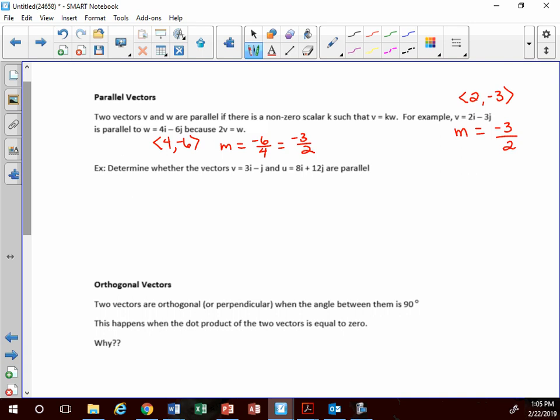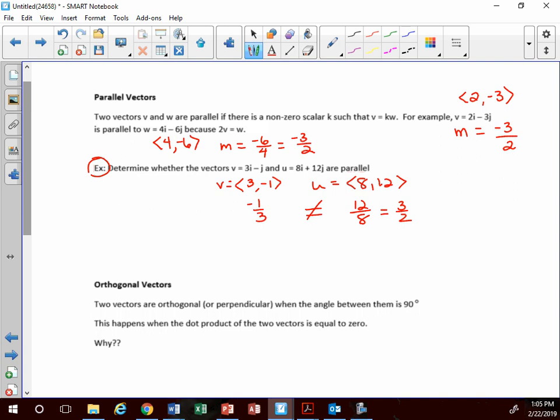Okay. So let's do this little example here. You're given this vector v that is 3, -1, and vector u, which is 8, 12. Are they parallel? No. Why? It's not the same. Yeah, right away. One's negative, one's positive. You can see immediately they're not going to match. Okay? 12 over 8, which is what? 3 over 2. Definitely not equal slopes.